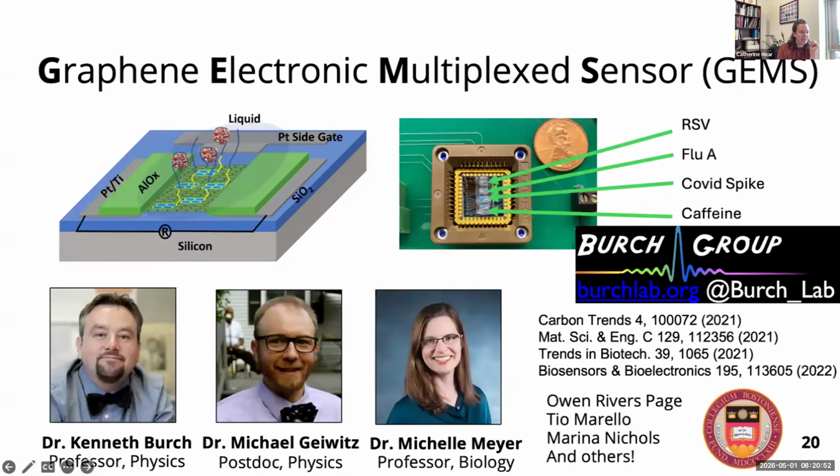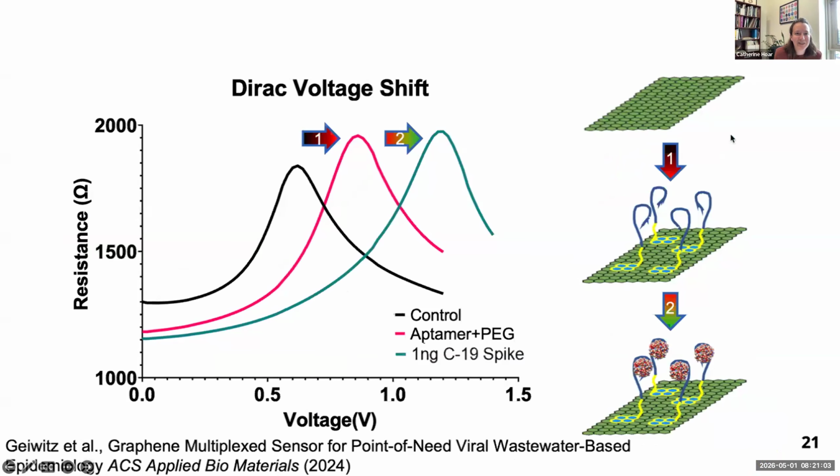Oops, sorry, wrong slide. Shift in voltage as they apply. Oh, okay, my animation's not working. But as the target binds to the aptamer, you can detect that shift in resistance as the voltage is applied. Okay, cool.